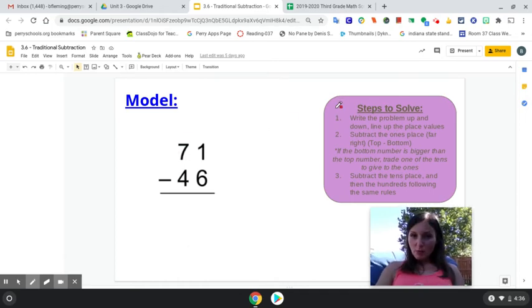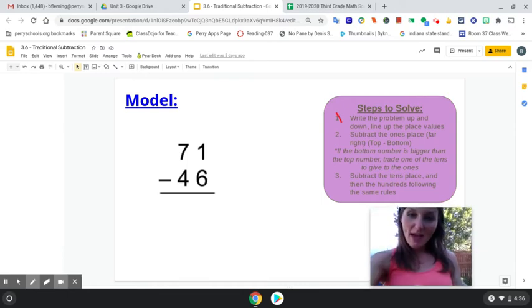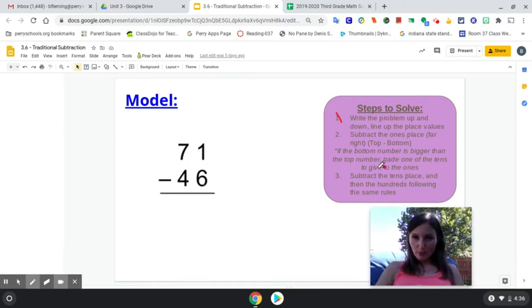So I'm going to move on to step 2, which is to subtract the ones place first. That's the far right, top minus bottom. So I'm taking the top number 1 minus the 6. If I have a 1, I can't take away 6. I can only take away 1 if that's all I have. So I'm going to have to remember this other step. It's the same thing we did with expand and trade. If I don't have enough, I have to borrow from my neighbor.